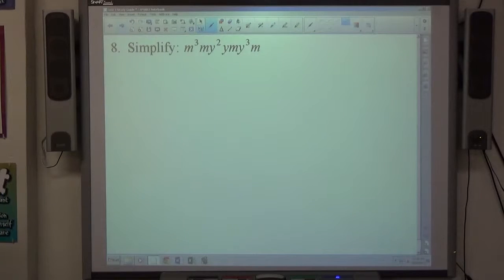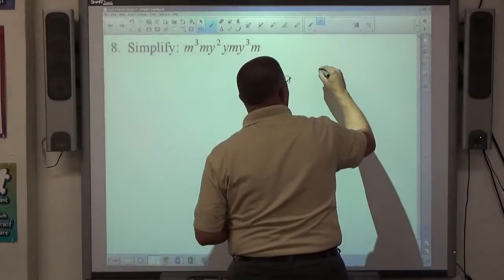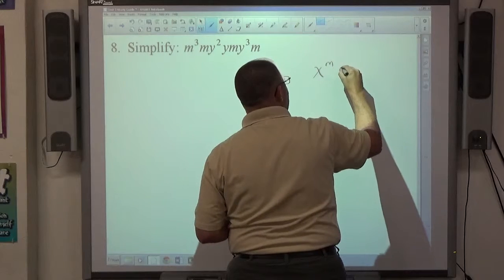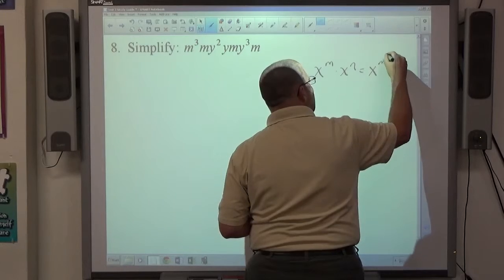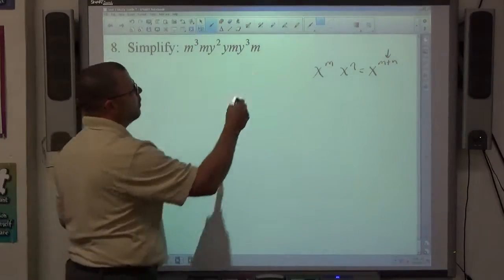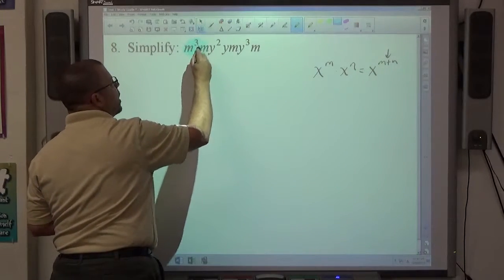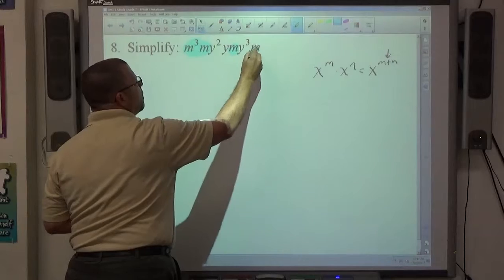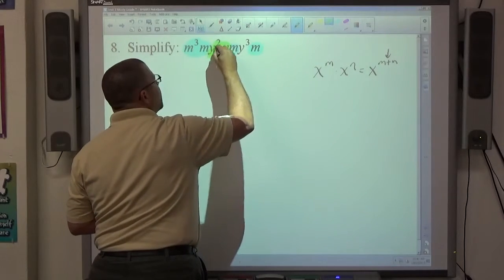Number 8, simplify. We're multiplying letters, and the rule of multiplication of letters is x to the m times x to the n equals x to the m plus n. We're doing addition of powers, but we're continuing to have a multiplication problem. So what I got to look at here is things of the same type affect each other. So m affects m, affects m, affects m, and y affects y, affects y.